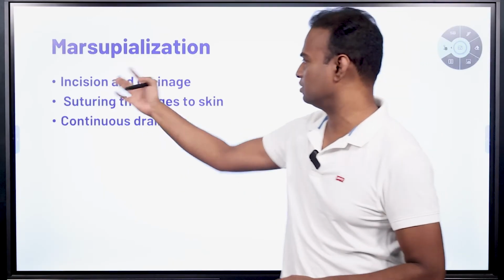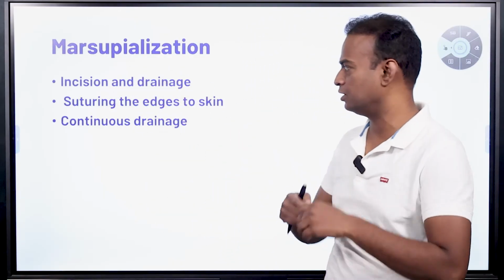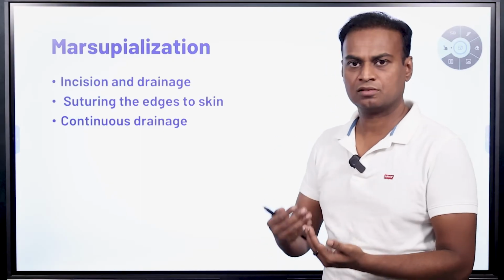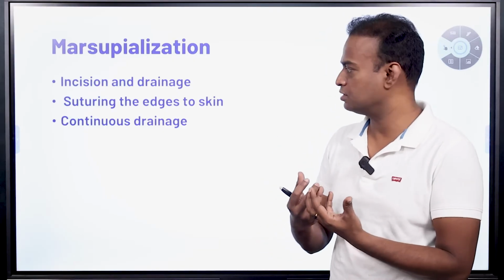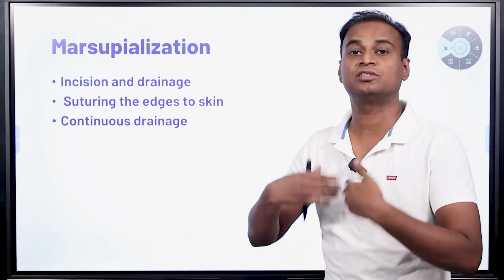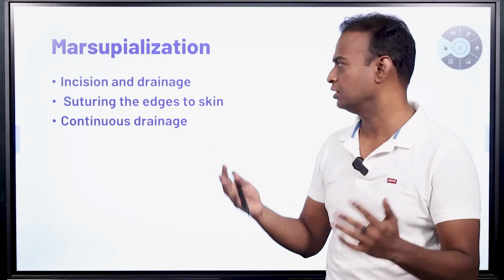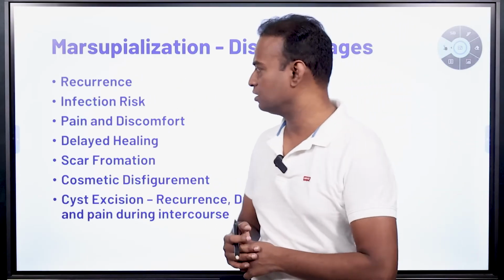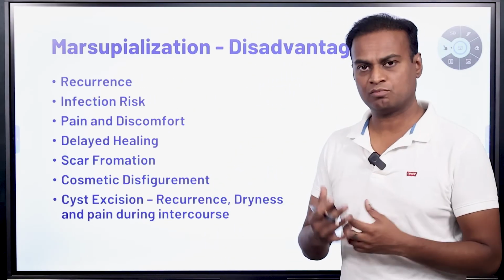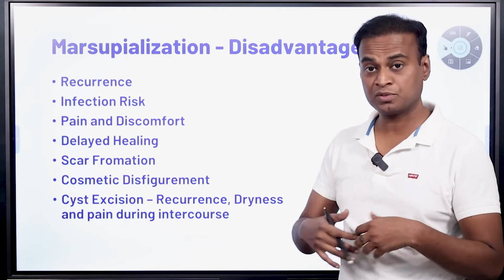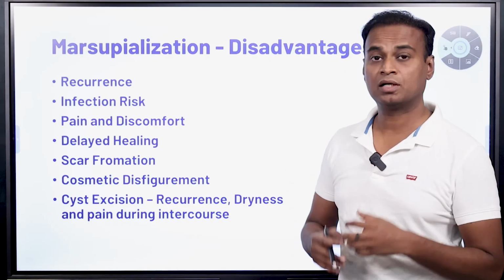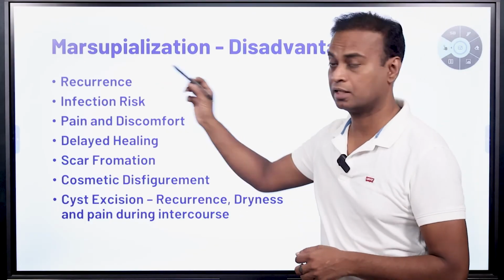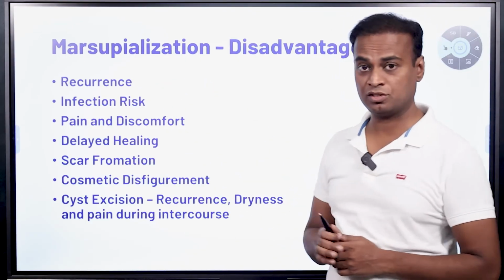You can see first incision and drainage. They will make an incision and drain it, suture the edges of the skin, and whenever fluid is accumulated inside the Bartholin cyst, it continuously drains for many days. This is the technique known as marsupialization. So what are the disadvantages of marsupialization? The whole purpose of marsupialization is to prevent the abscess from occurring again and again, but this is not guaranteed. In most of the cases I have seen, it reoccurs. So that is one of the major risks we have.